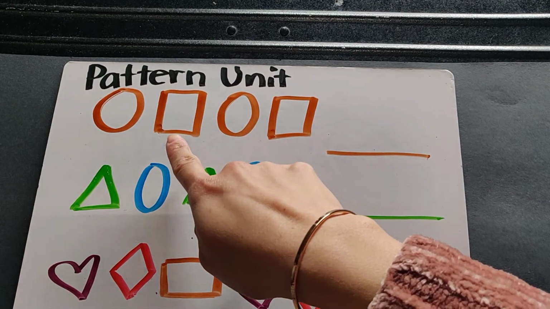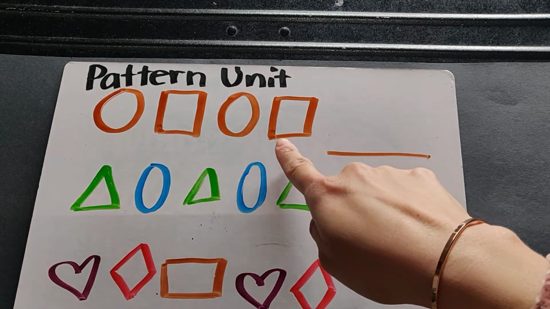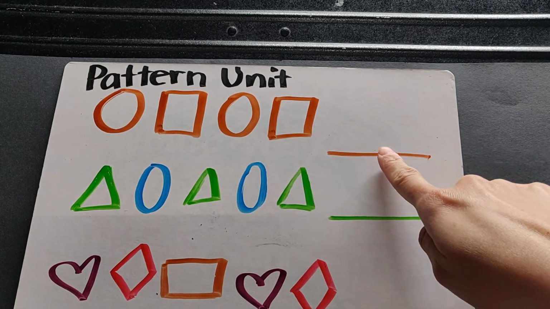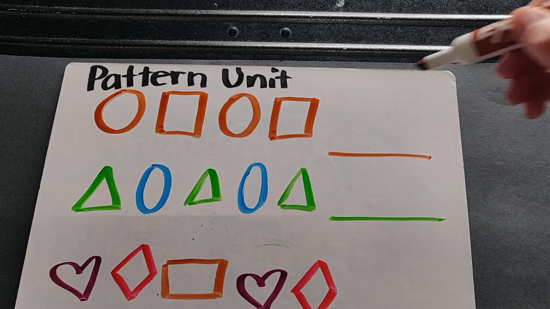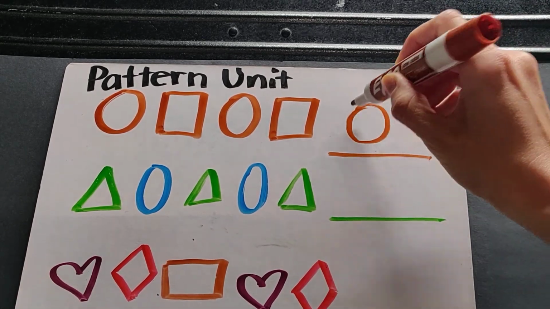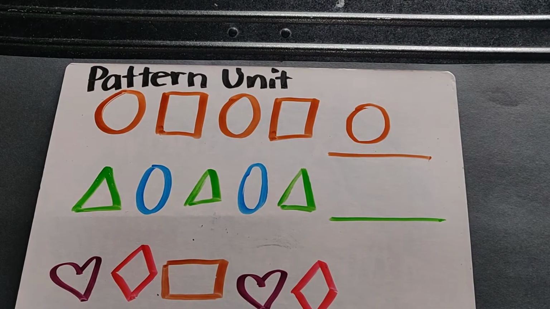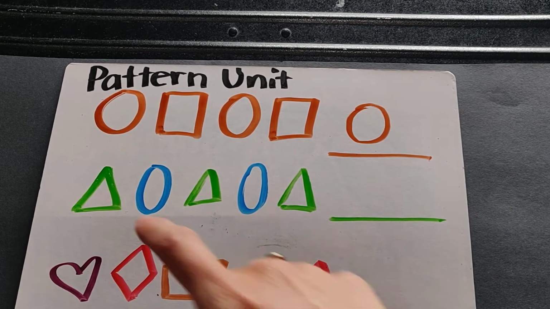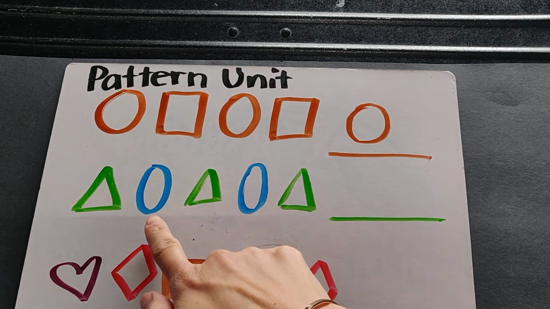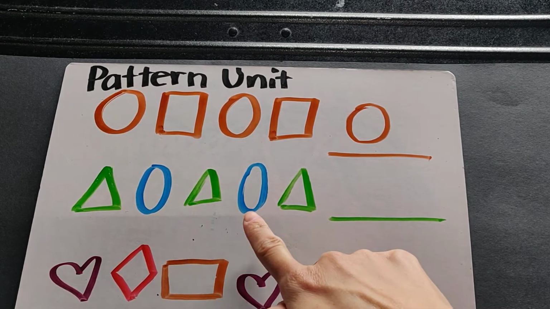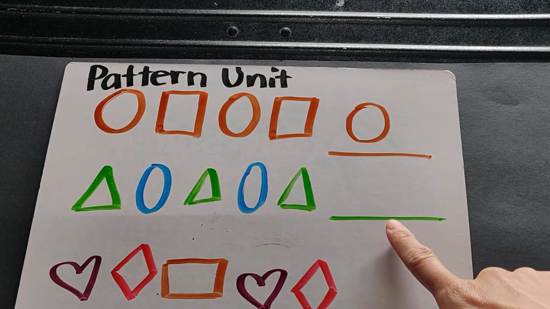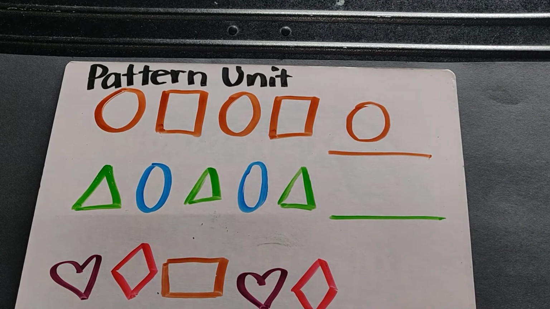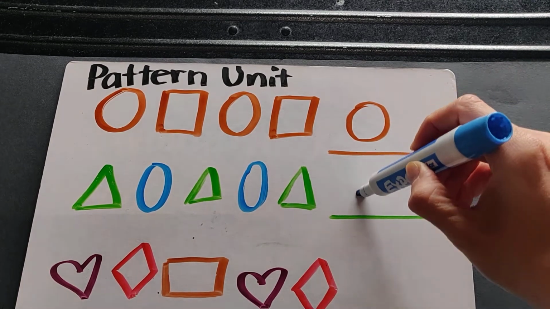Circle, square. Circle, square. What do you think goes next? It's a circle. So we've done a shape pattern. Let's take a look at a color pattern as well. Green, blue. Green, blue. Green. What would go next? Blue.